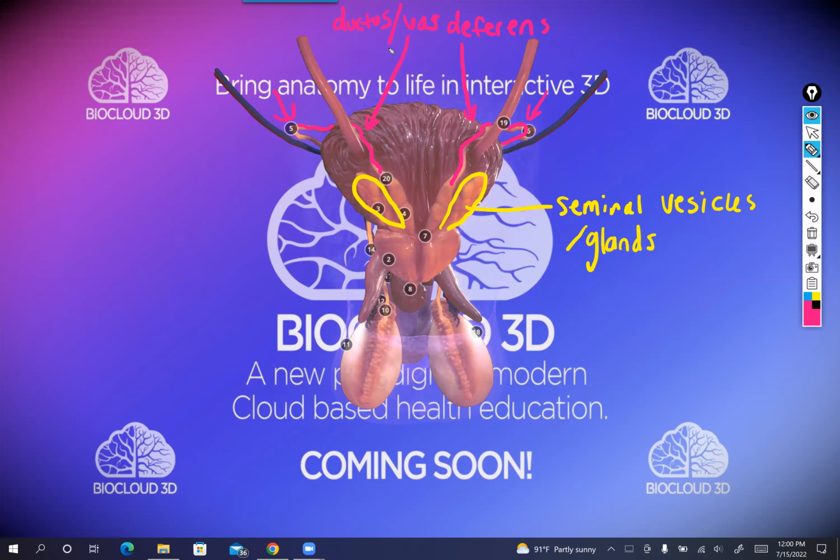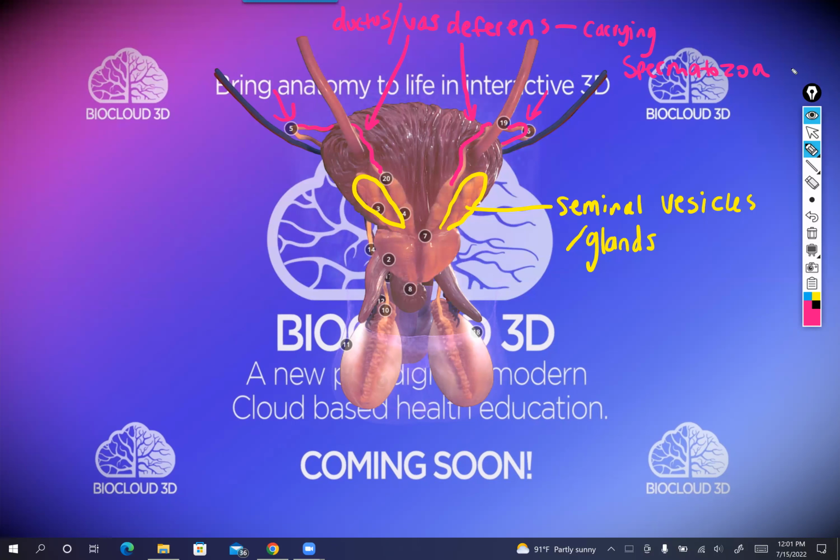And then you can see the vas deferens widens where it starts to go back and meet the other seminal glands. So the vas deferens, of course, is going to be carrying spermatozoa, which are the sex cells.